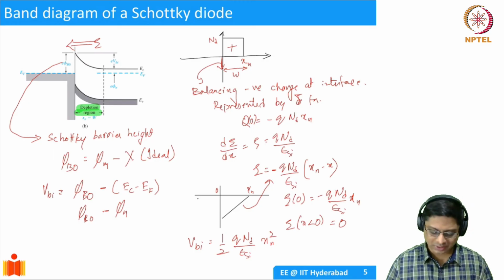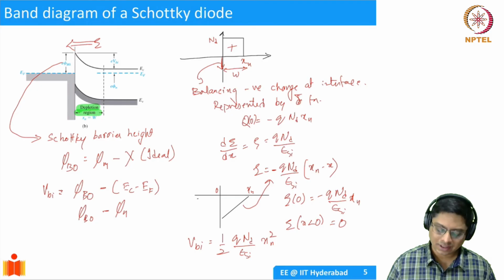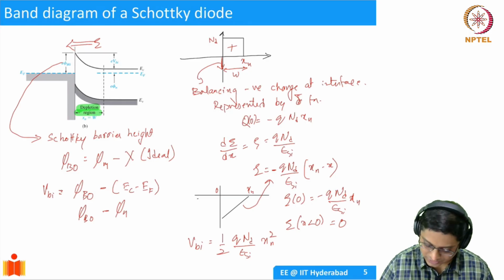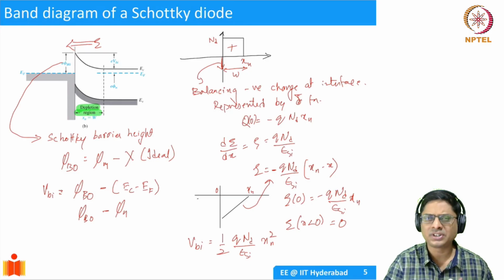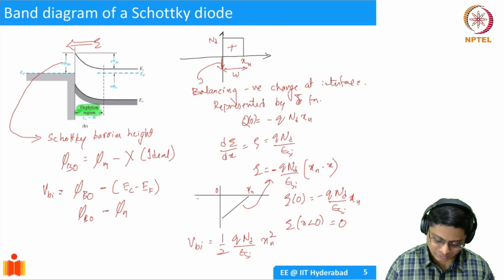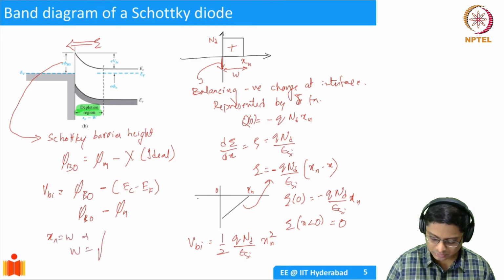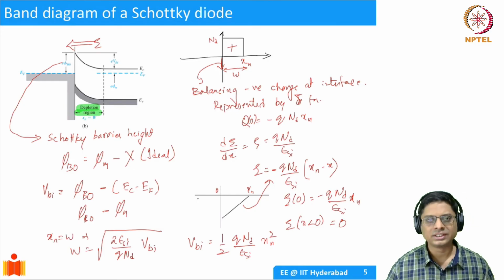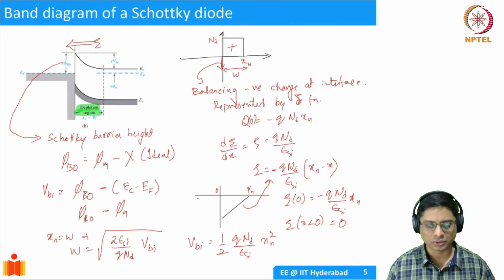All right, so you have this built-in potential, and one of its characteristics is that it's quadratically dependent on x, and we defined xn to be equal to W, because the depletion region is only in the semiconductor, not in the metal, right? So xn is equal to W, which implies W is equal to the square root of 2 epsilon silicon by Q ND times VBI. So this is going to be the depletion width. This is how the metal semiconductor junction behaves.